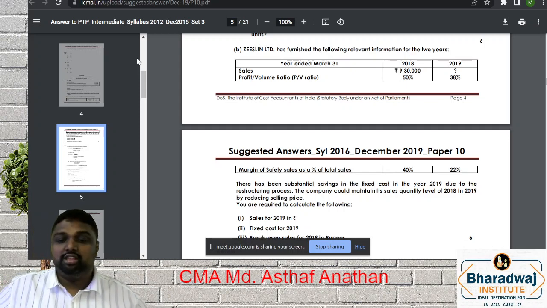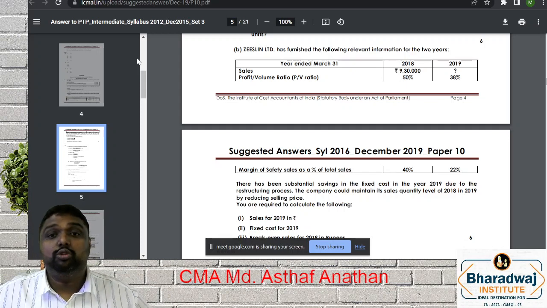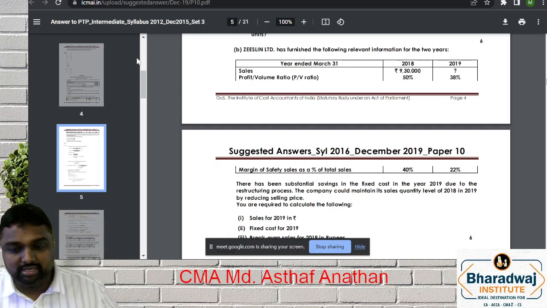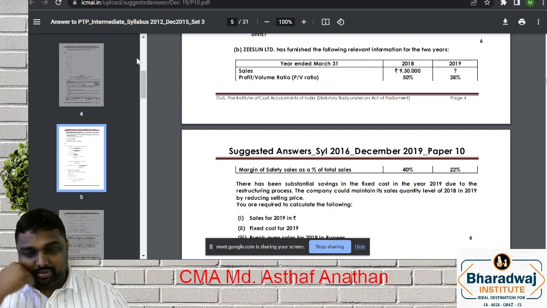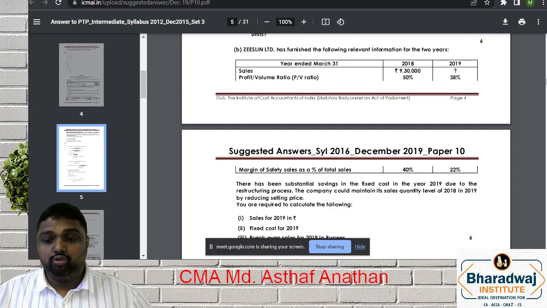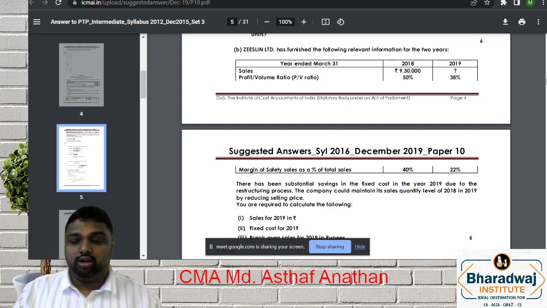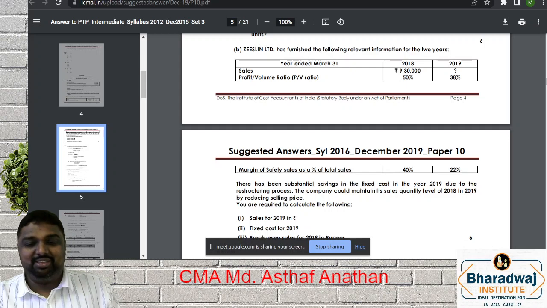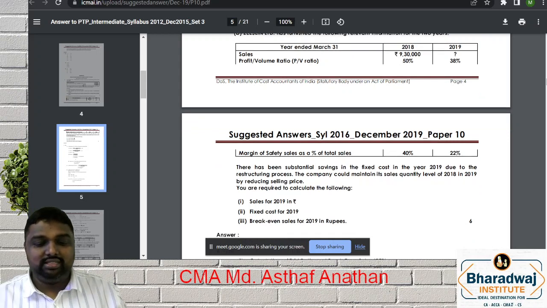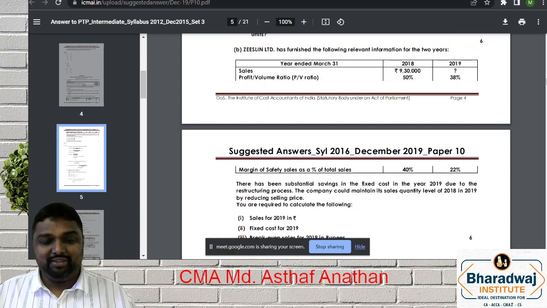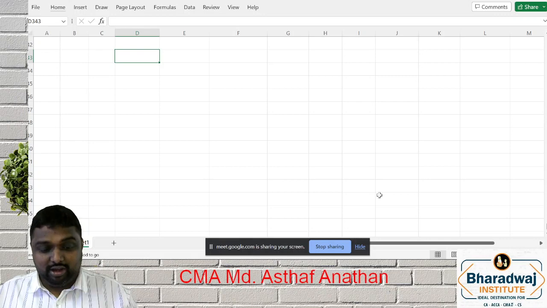Zeslin has furnished the following relevant information for the 2 years. Sales 9 lakh 30, PV ratio 50%, margin of safety 40%. There has been substantial savings in fixed cost in 2019 due to restructuring process. Company could maintain the sales quantity of 2018 in 2019 by reducing the selling price. You have to find out the sales for 2019, fixed cost, break-even sales. So how to proceed, my dear friends? Very easy, but little advanced.